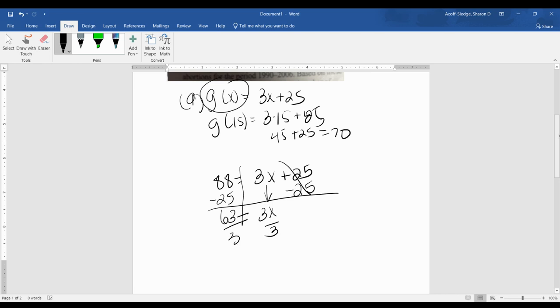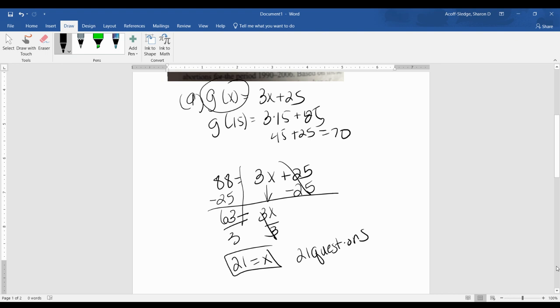Then divide both sides by 3. And I think this is 21. So X is equal to 21. So she must answer 21 questions correctly to get an 88 on the test. Okay? If you have any questions, just go ahead and text them to me.